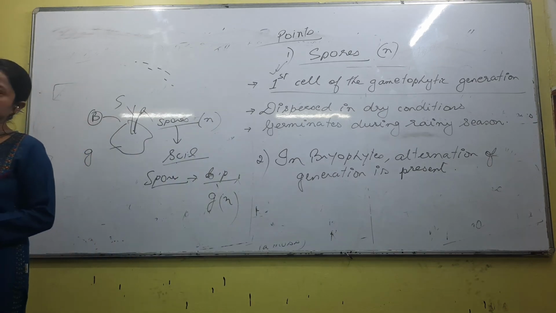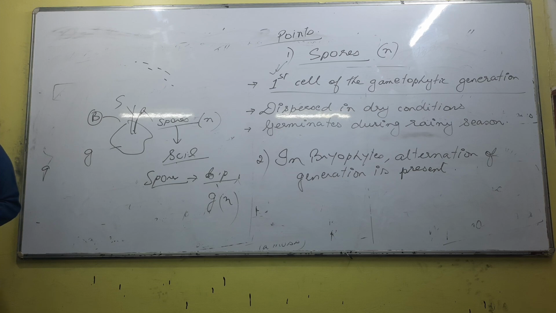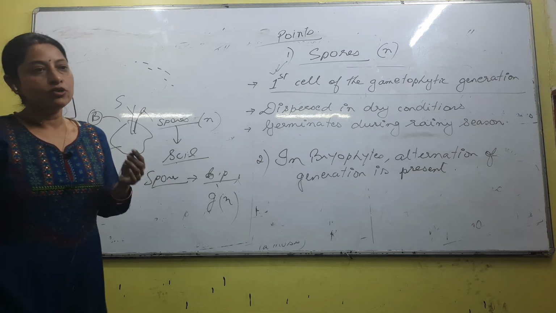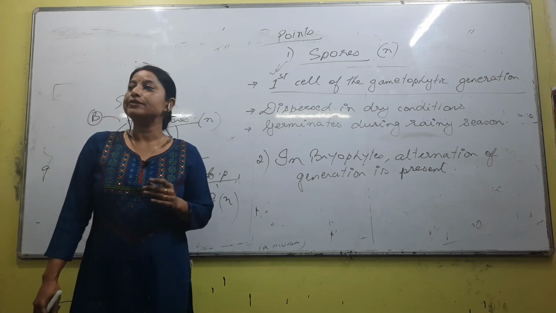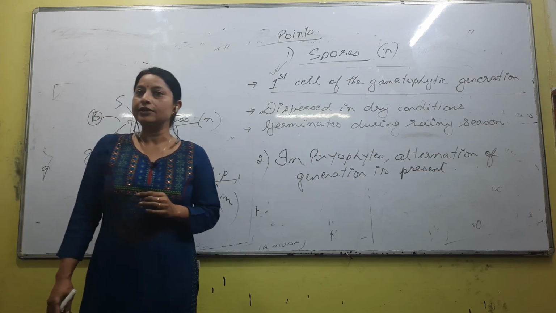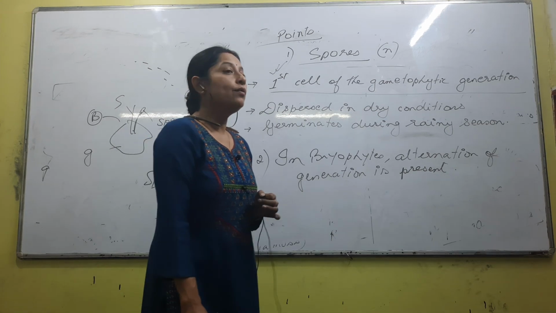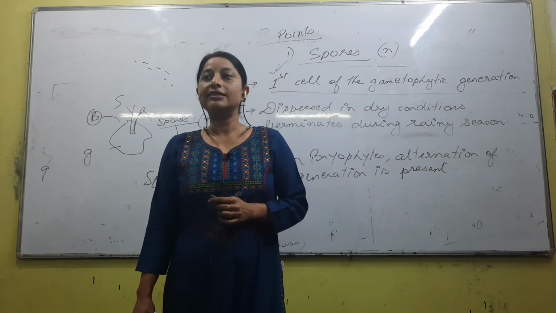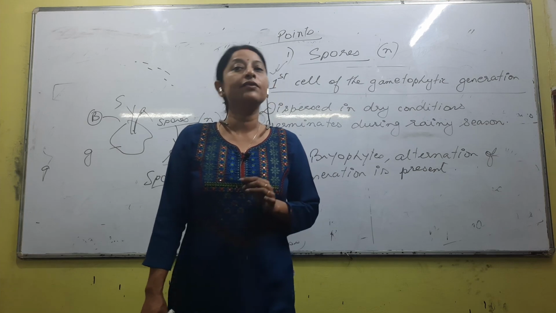Clear? Any doubts? Spores are inside the capsule. Spores are liberated only when the capsule dehisces, right? If the capsule bursts, only then the spores will come out. When will the capsule dehisce? It will dehisce during the dry season. So when will the spores come out? The spores will come out during the dry season.